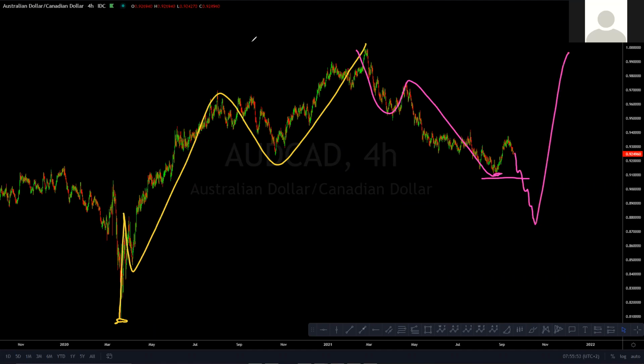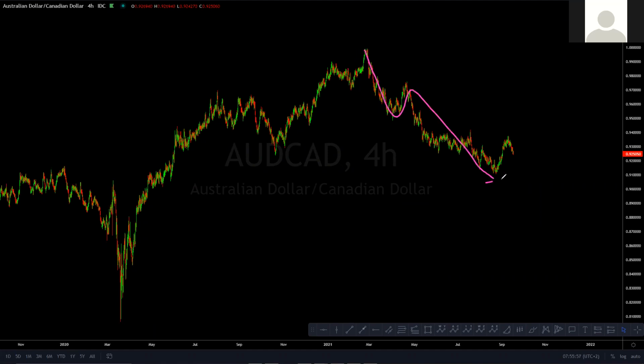All right, so there's a possibility that the correction may have ended here indeed, and this could just be the beginning of a move to the upside, or there's a possibility that this corrective structure is not done here. It's still going to give us one more to the downside before we can move to the upside.